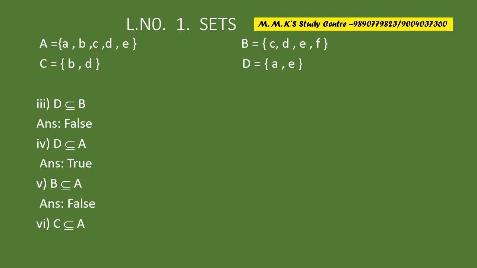Now next one, sixth one. C is a subset of A. It means all the elements of C should be present in A. So C is having B and D and A is also having B and D. So this statement is true. Yes children?